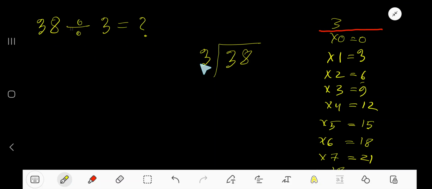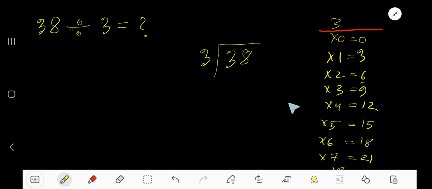38 divided by 3. Here 3 is a divisor, so we need the multiplication table of 3. 3 times 0 is 0, 3 times 1 is 3, 3 times 2 is 6, 3 times 3 is 9. To find the multiplication table of 3, just add 3 to the previous step. 0 plus 3 is 3, 3 plus 3 is 6, 6 plus 3 is 9, 9 plus 3 is 12, 12 plus 3 is 15.